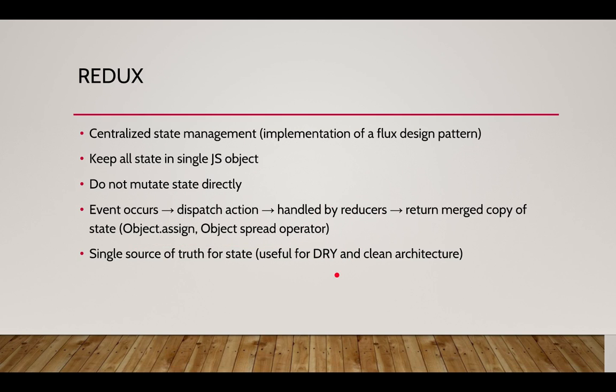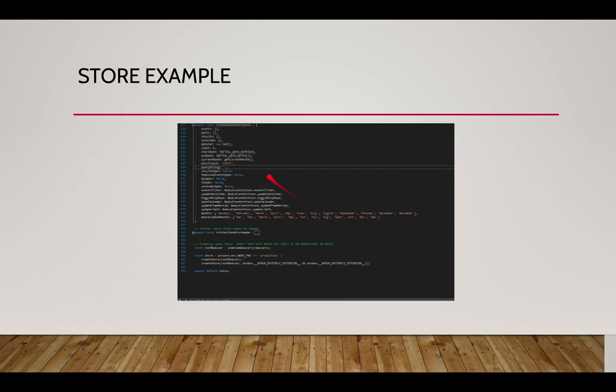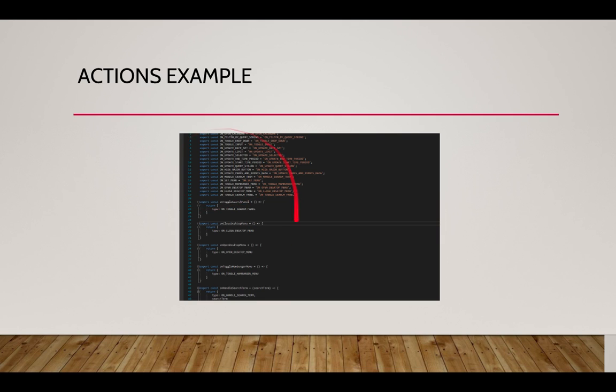It's useful for a DRY and clean architecture. So here's a store example, one we used in one of our apps. Here we have an initial state for our events. So here's everything that we want to use. Down here we're creating the store. createStore is a method off of Redux, and we're exporting it. So I just wanted to show the initial state. This is basically the nucleus of your state, the only time that you're going to set it yourself directly. This is an example of an actions file.